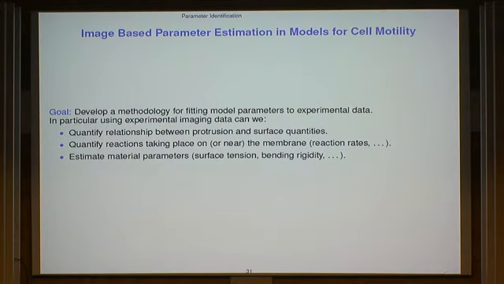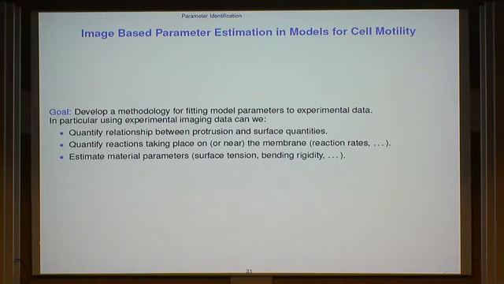So a lot of the parameters are just picked out of thin air because they're phenomenological, but perhaps we could use the experimental data to quantify the relationship between protrusion and these surface fields, to get some estimate on reaction rates of reactions taking place on the membrane, or even to estimate material parameters. So what one sees is that in experimental studies, it's pretty hard to measure things like surface tension of a cell membrane, and depending on the experimental setup you use, you can get lots of different measurements.